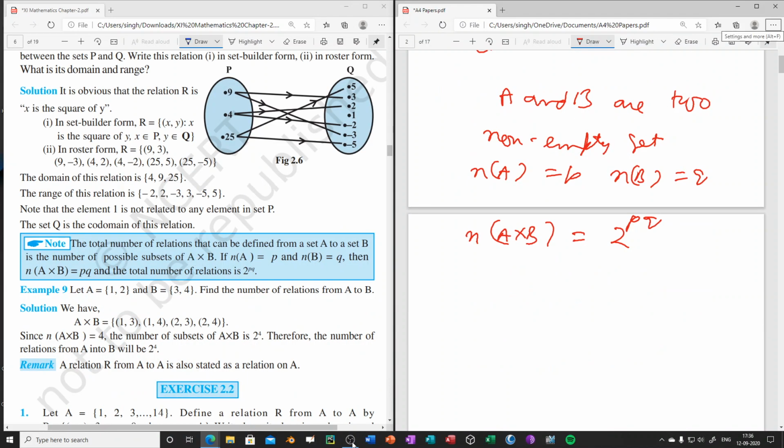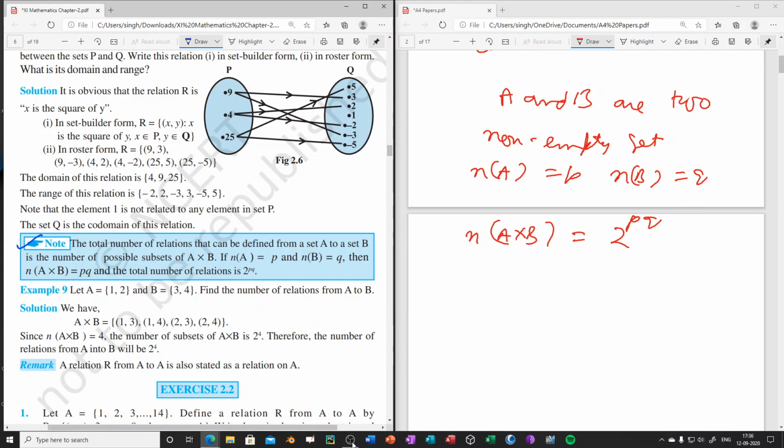Here in the textbook also the same note is given. The total number of relations that can be defined from a set A to a set B is the number of possible subsets of A cross B. That is, if n(A) equals p and n(B) equals q, then n(A cross B) equals pq, and so the total number of relations will be how many?